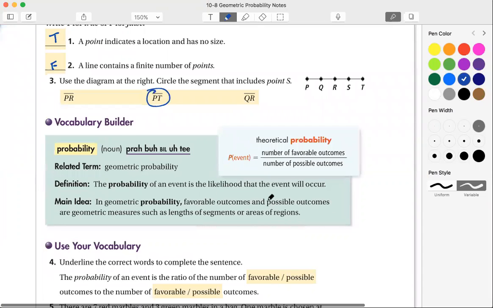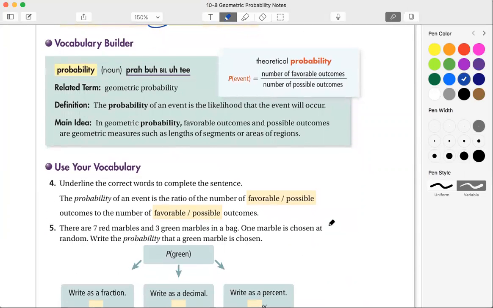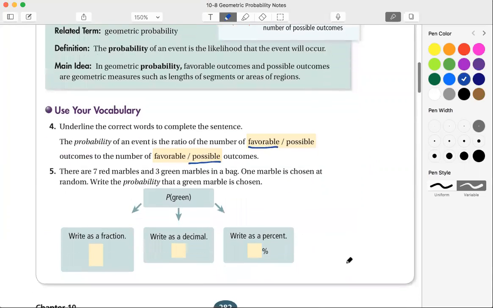Probability of events is the likelihood that the event will occur. In geometric probability, favorable outcomes and possible outcomes are geometric measures such as lengths of segments and areas of regions. So the probability of an event is the ratio of the number of favorable outcomes to the number of possible outcomes.